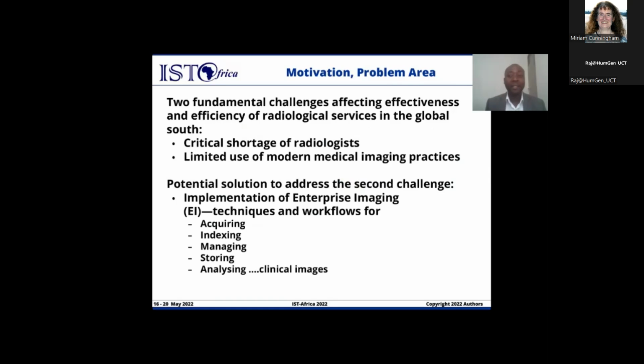Our work focused on the potential solution to address the challenge of the limited use of modern medical imaging practices through the implementation of enterprise imaging. Enterprise imaging is a concept that includes techniques and workflows for acquiring, indexing, managing, storing, and analyzing clinical images.